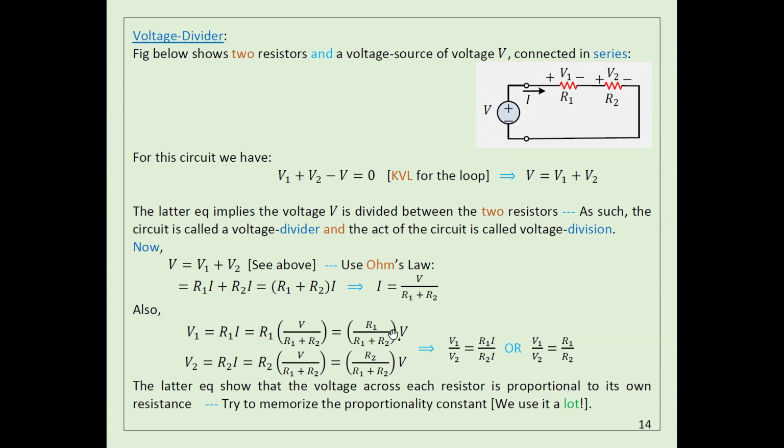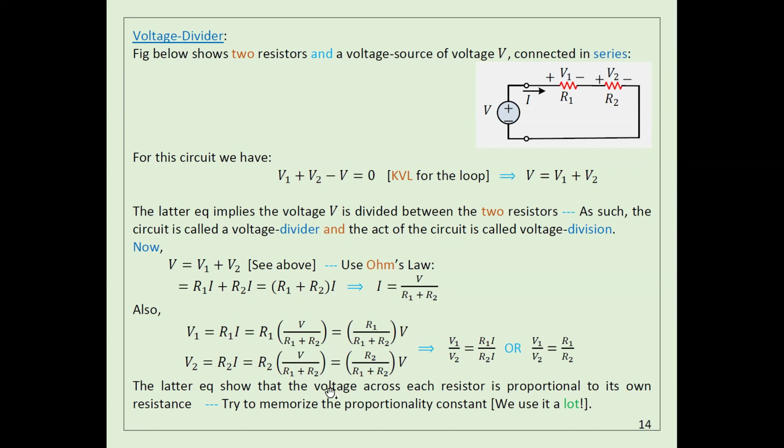How did you come up with this? Very simple. The proof is, as you see here, V should equal V1 plus V2. So this voltage should equal the voltage here plus this voltage. V1 equals I times R1, and because it's the same I, V2 should be I times R2. And I is actually V divided by R1 plus R2. Then V1 is R1 times I.